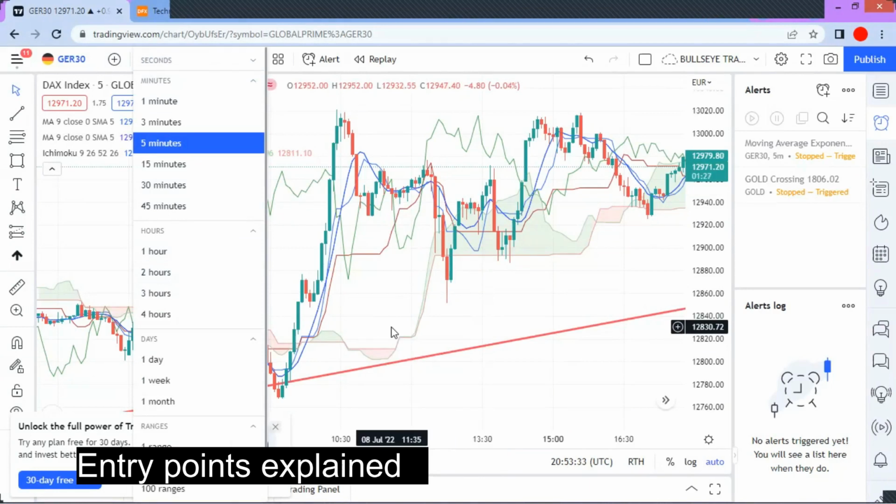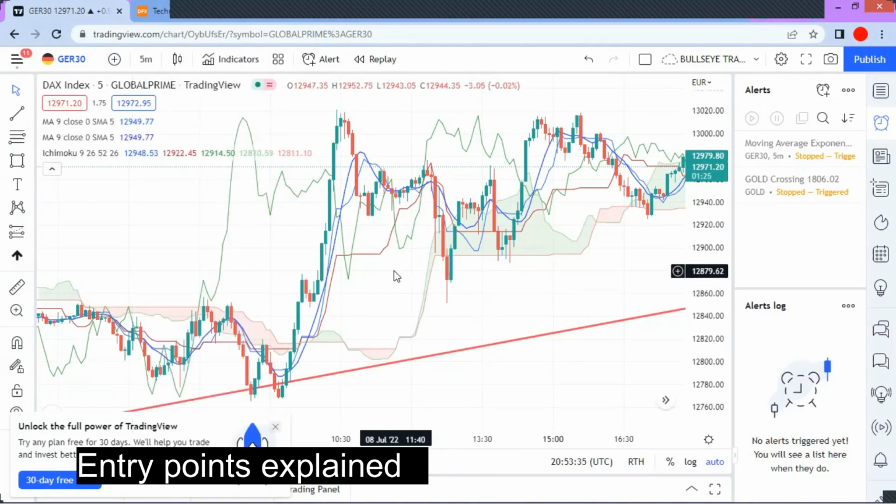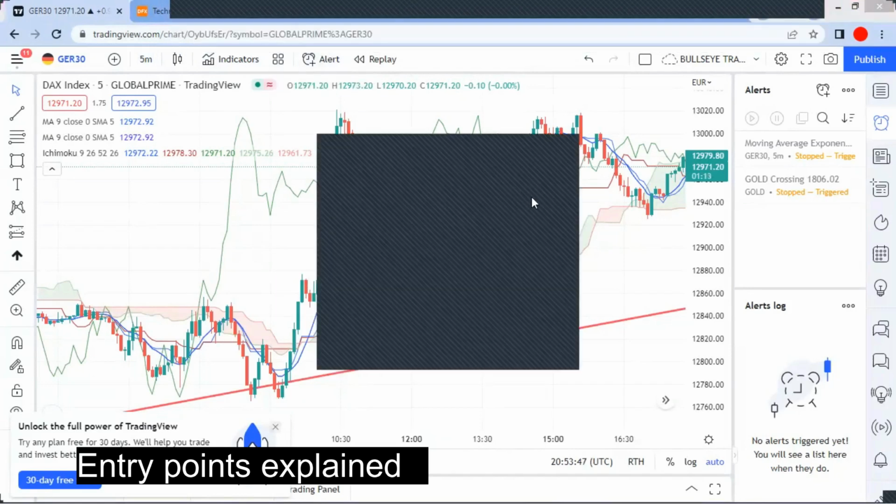Anyone, any question regarding the entry points? Hello. Any question regarding entry points?